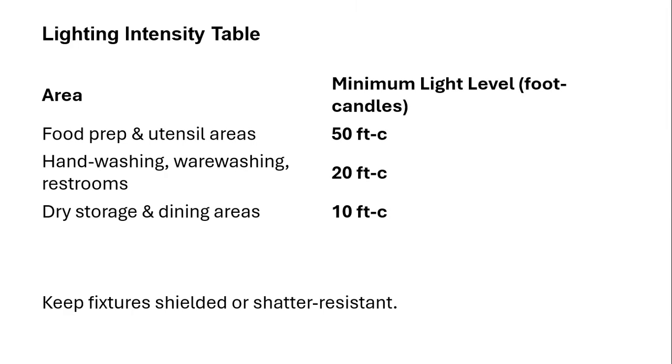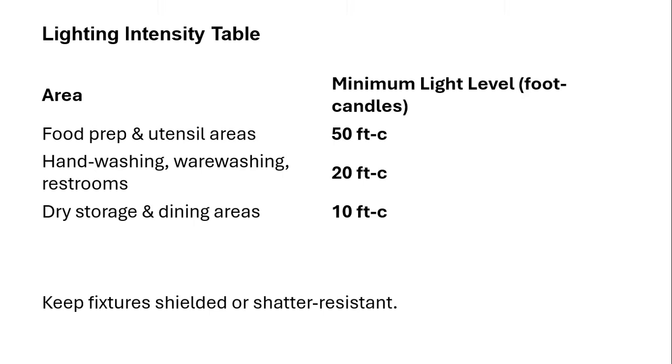In food preparation and utensil areas, 50 foot candles. That's generally the one they ask about most, because that's the most important one, because that's where we're prepping all the food. Hand washing and warewashing rooms, 20 foot candles. And then dry storage and dining areas, 10 foot candles. Make sure you keep fixtures shielded or shatter resistant.